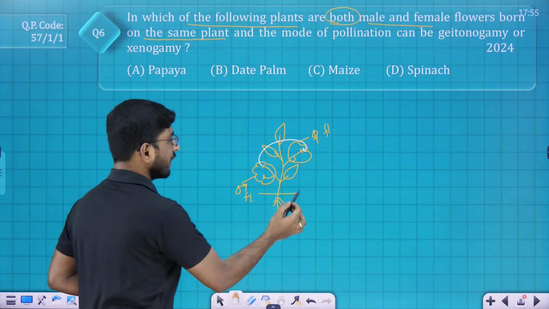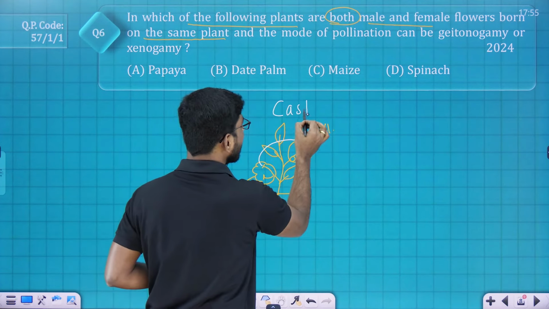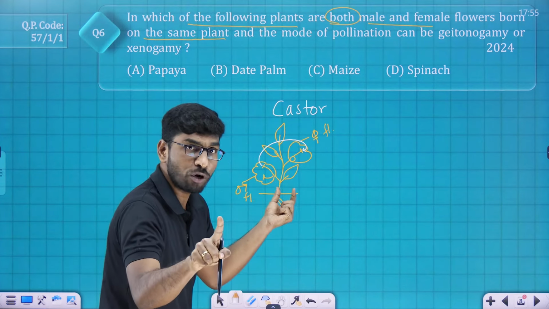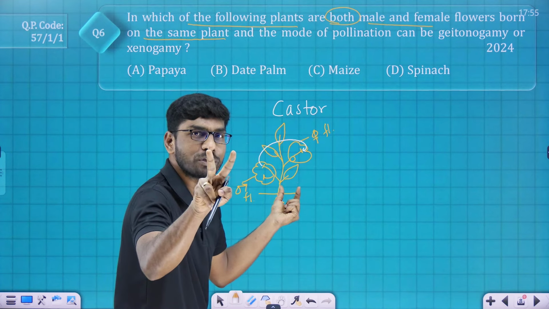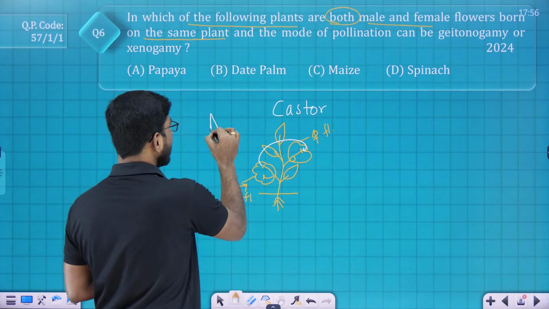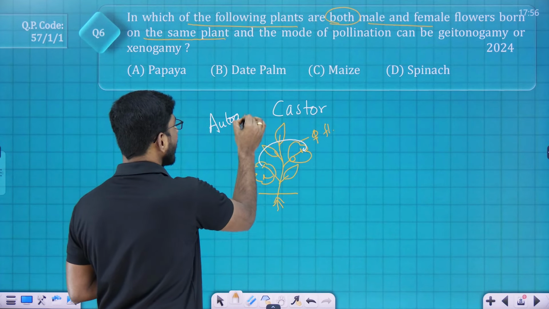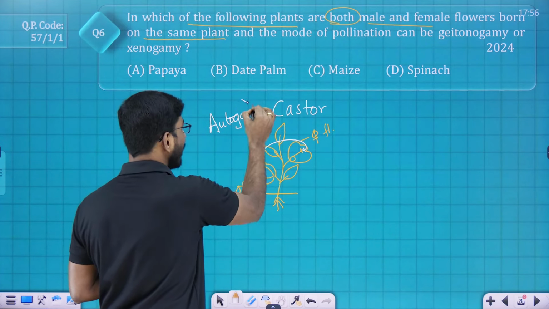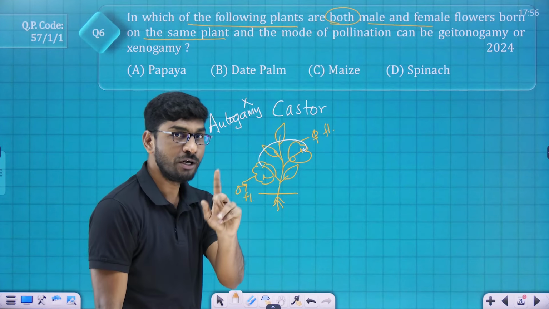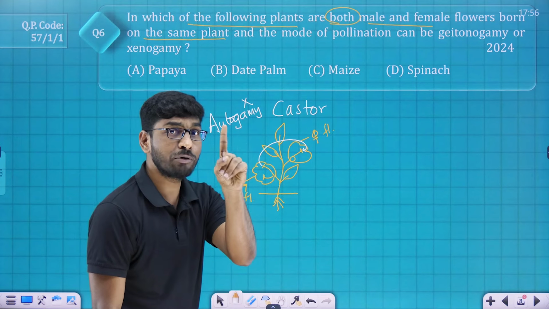So this is, for example, I'm writing here, castor. In castor plant, what kind of pollination is possible? Geitonogamy is possible, xenogamy possible, but what is not possible? Autogamy is prevented. So here I'm writing, in this type of plant, autogamy is prevented, geitonogamy and xenogamy are possible. Fine. So that was about the castor.